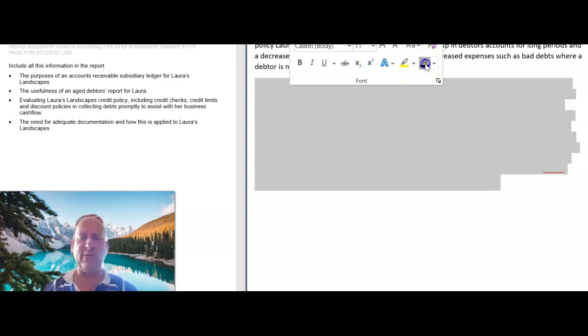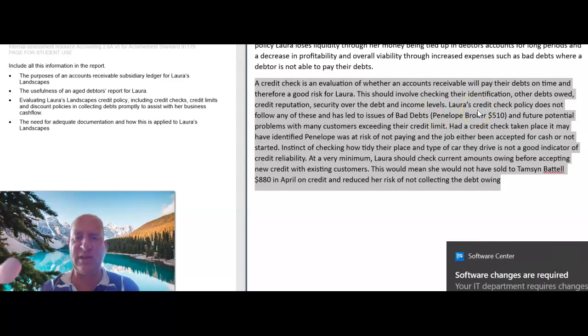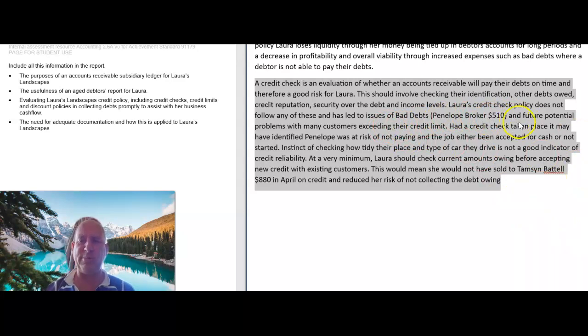So we'll do that. We'll first define it. A credit check is, we've got a definition there, and then what it should be. So we've said there, checking the ID, other debts owed, credit reputation, security, income level, and then we've said the difficulties or what has happened. So Laura's credit check policy does not follow any of these and has led to issues such as that Penelope Broker problem and future potential with those being a little bit longer, those over 2 months.